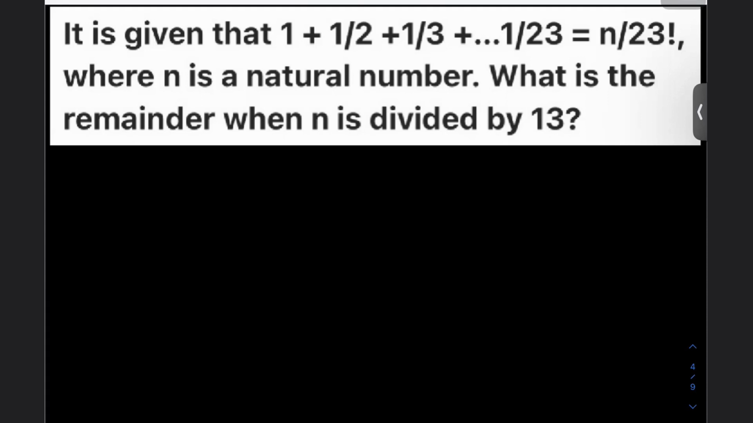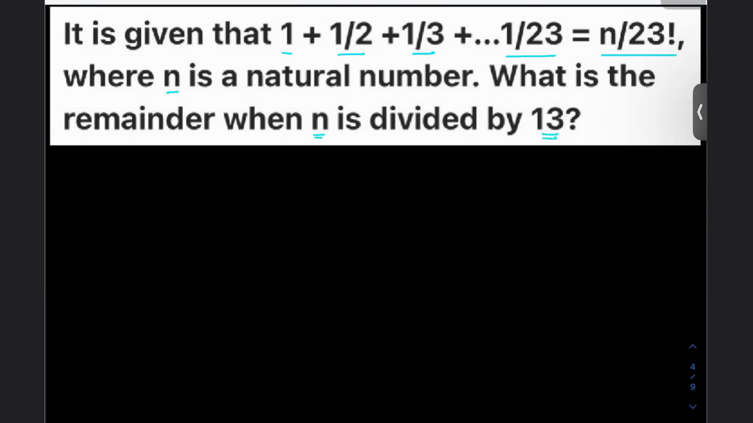In this video, we will discuss one application of Wilson's theorem. So here is the question. It is given that 1 plus 1 by 2 plus 1 by 3 up to 1 by 23 is equal to n by 23 factorial, where n is a natural number. What is the remainder when n is divided by 13?